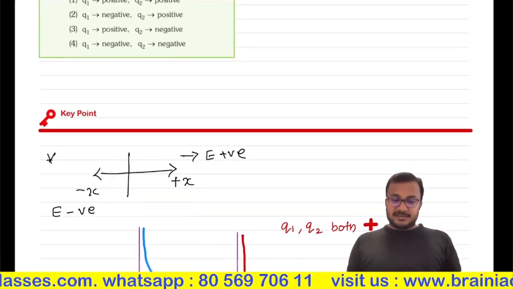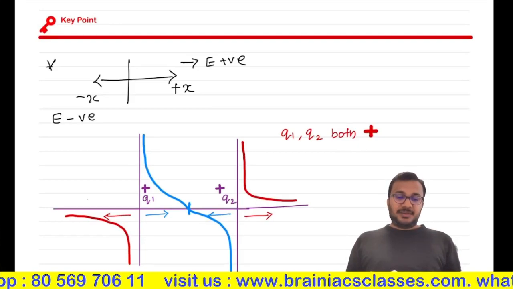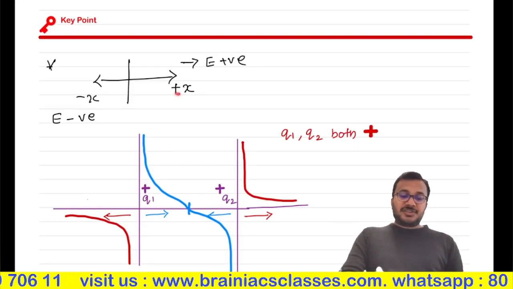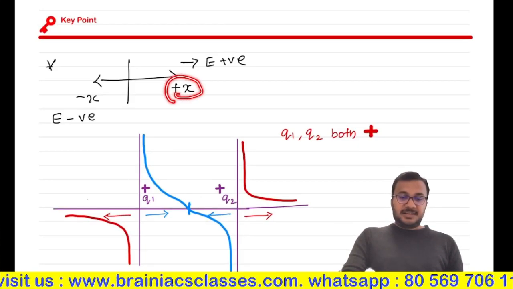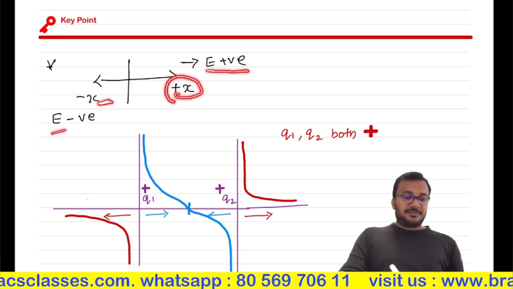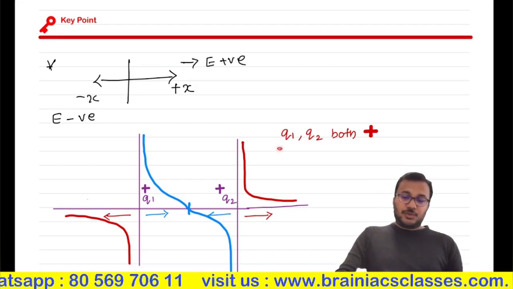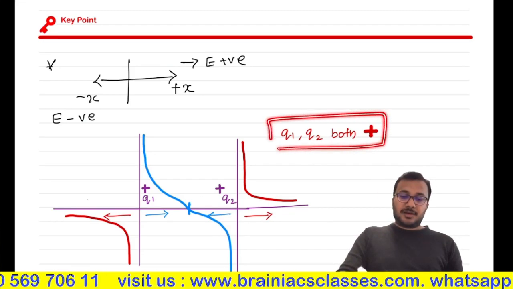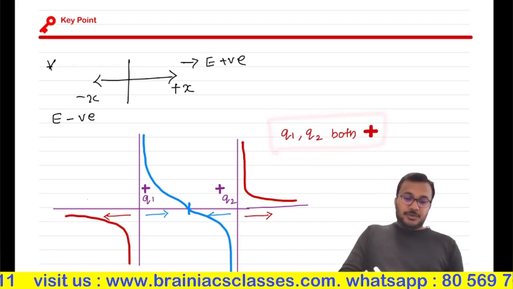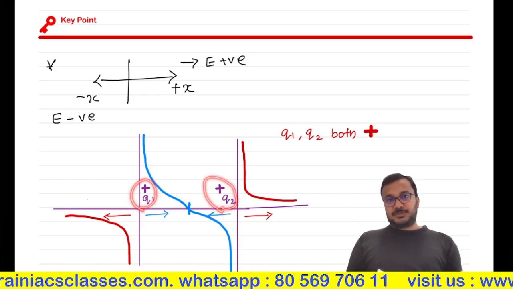Let's analyze certain things. If you learn the theory, it is very easy. In the positive x direction, the electric field is positive. In the negative x direction, the electric field is negative. I have taken the first case: Q1 and Q2 are both positive.